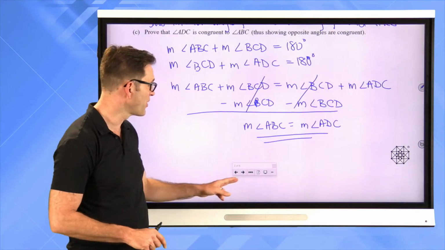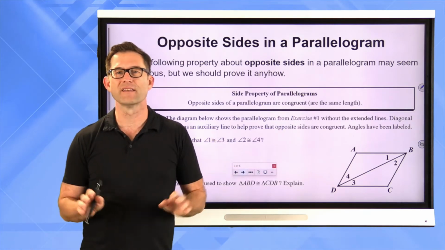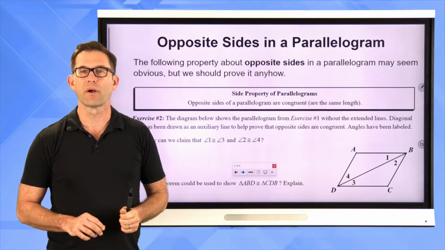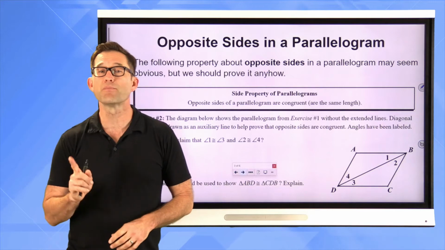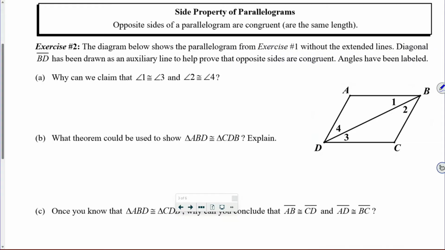All right, let's keep going on. Now, let's talk about opposite sides in a parallelogram. The following property about opposite sides in a parallelogram may seem obvious, but we should prove it anyhow. So let's talk about opposite sides. Let's take a look. Side property of parallelograms. Opposite sides of a parallelogram are congruent, are the same length.